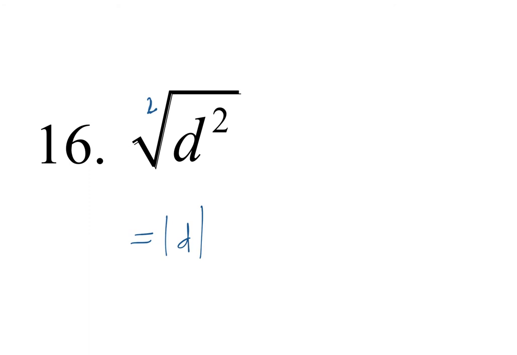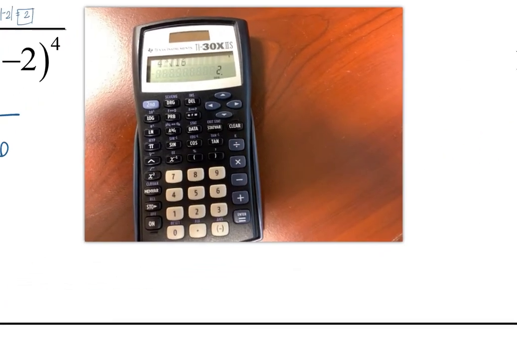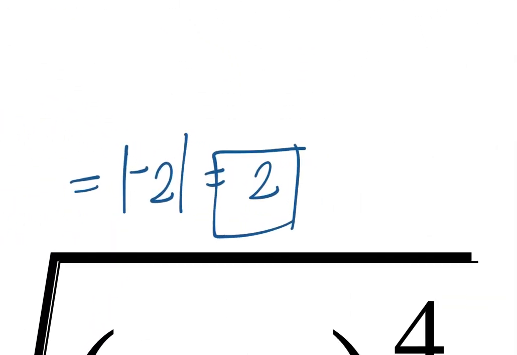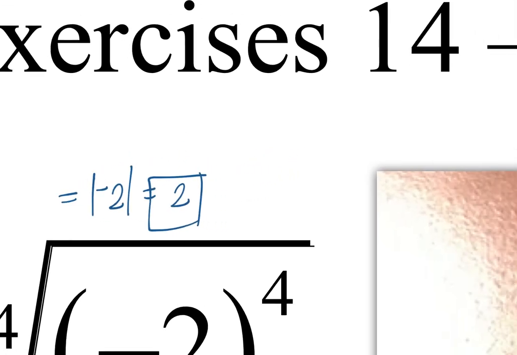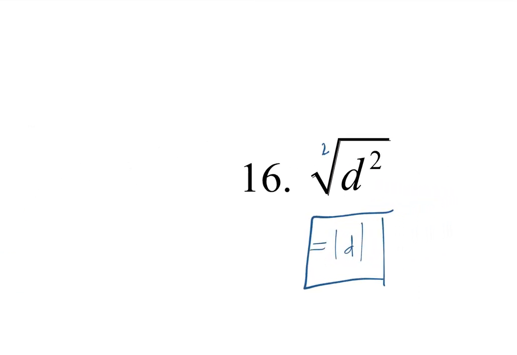And we have to put that in absolute value bars, because it's an even root. And this is the simplified answer. Last time I did absolute value bars, I was able to simplify it further and say that the absolute value of negative 2 is 2, but I can't take the absolute value of d because d is an unknown.